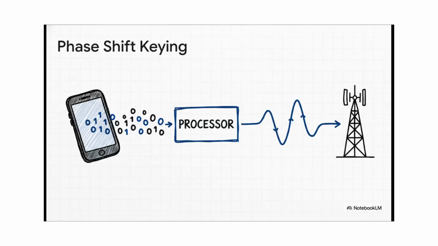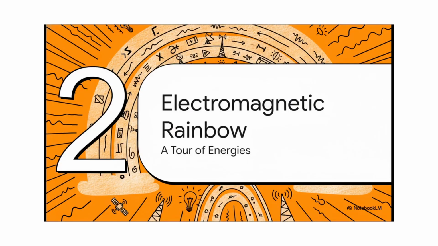This technique is called phase shift keying, and it's what your smartphone is doing all day, every single day. When you send a message, your phone is translating the ones and zeros of your data into these tiny, precise shifts in a radio wave's phase, and then it beams that code to the nearest cell tower. Pretty incredible.